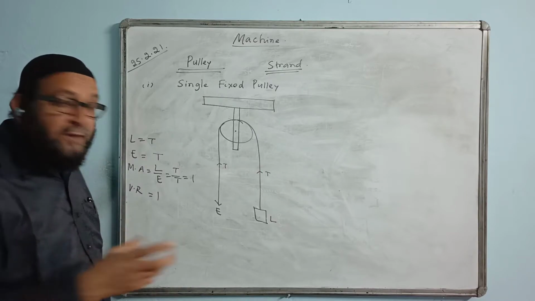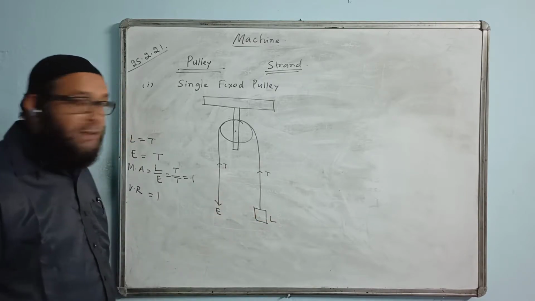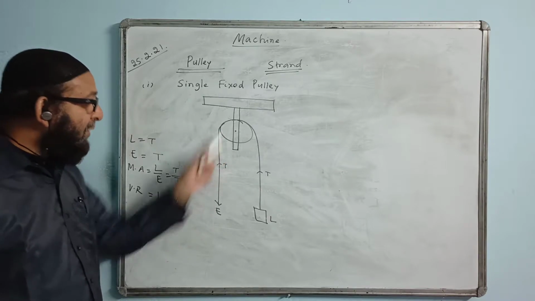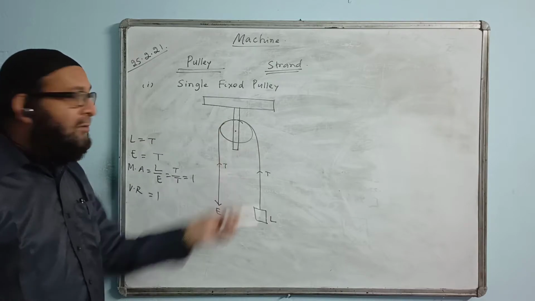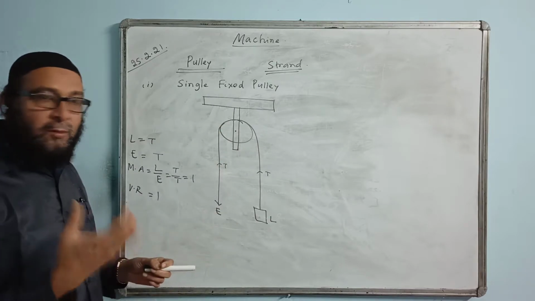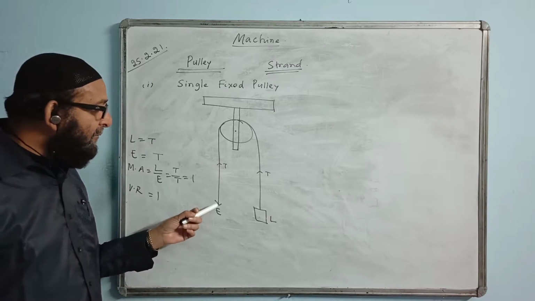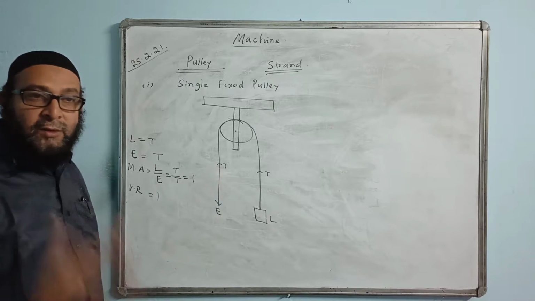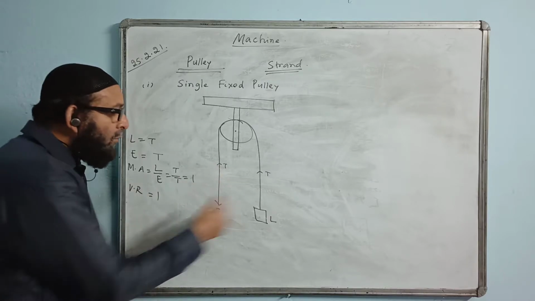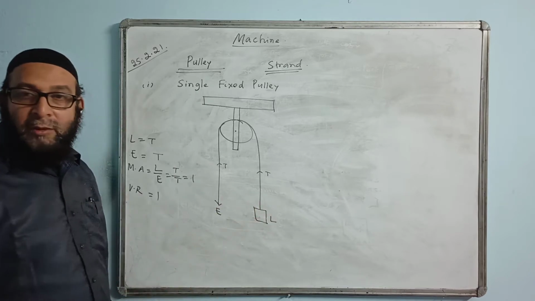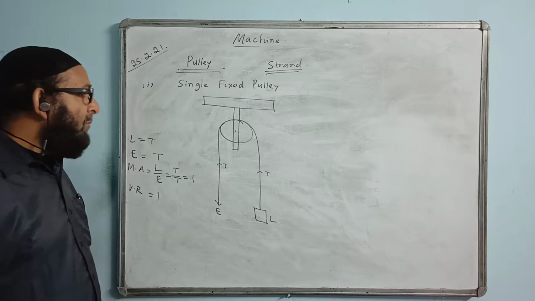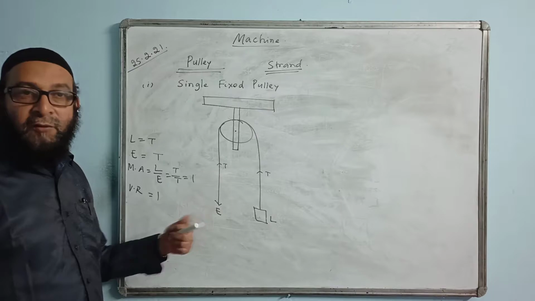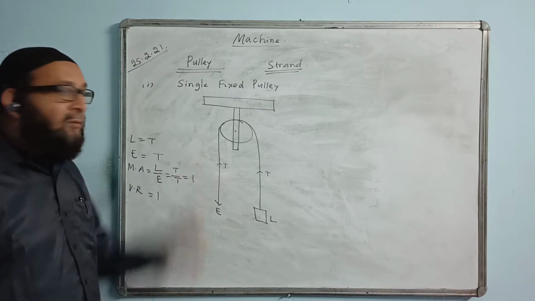But in practice, we have to give slightly more effort than the load. The reason is that we have to overcome the weight of the pulleys, friction, and the weight of the strand. Rope and all, they are also quite heavy and have weight. With this effort, we have to overcome them also, right? That's why in practice, the effort will be more than the load. A slightly little extra effort we have to put in. But the advantage of this pulley system is that it gives a convenient direction for the effort, which is the downward direction, in order to lift the load.